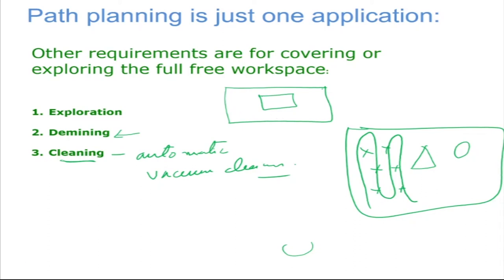Now, how do I cover? Do I go like this? Do I go there? Do I go here? And do I come back like this? Is that a better way, by covering everything and not leaving any part? Or should I take some other path?